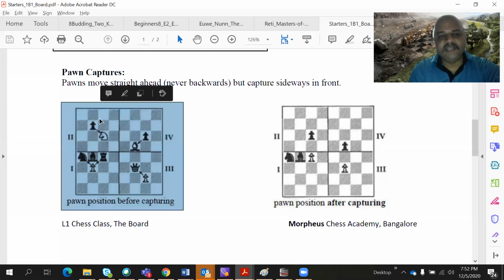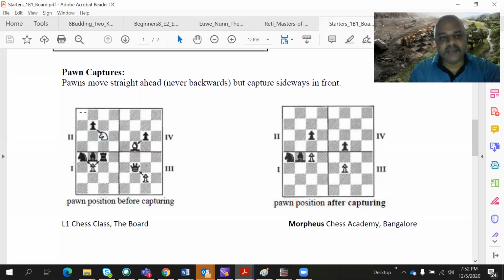And what I've shown is the same positions before the pawn capture, how it looks, and the same position here. It looks like after the pawn has captured, then you will see it here. The pawn has moved from here to here. So that is what you see here.